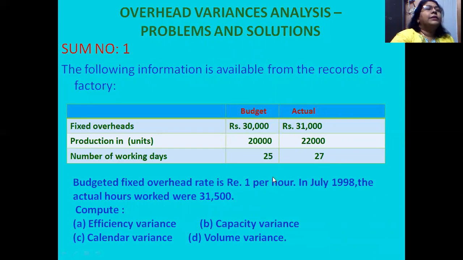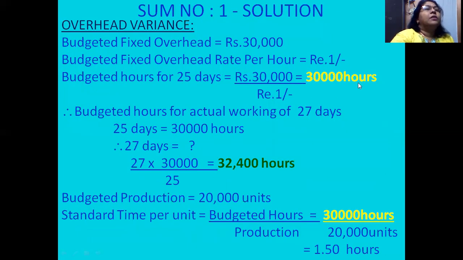So we calculated how many hours for 25 days. There is a need to calculate what is for actual, that is for 27 days. Therefore, how many hours for 27 days? So have a cross multiplication: 27 days into 30,000 hours divided by 25 days, and we'll come to know the actual hours. Okay, 32,400 hours. So this is for standard, for 25 days, and 32,400 hours is for how many days? 27 days.